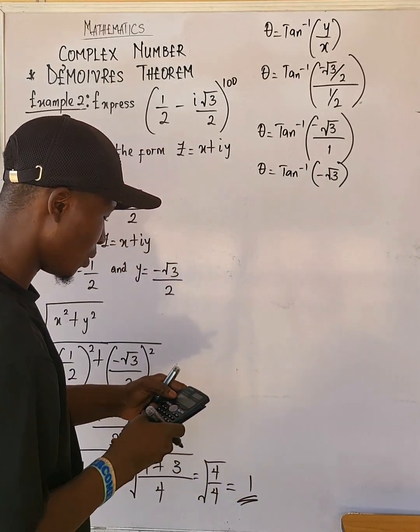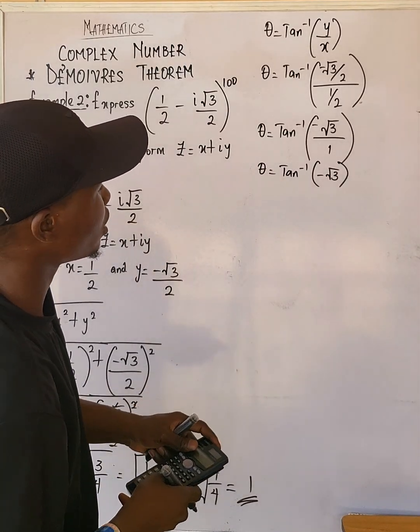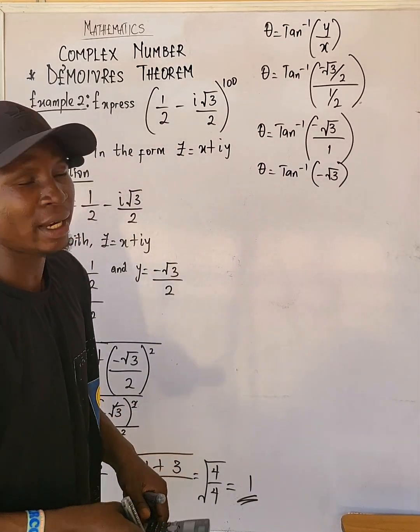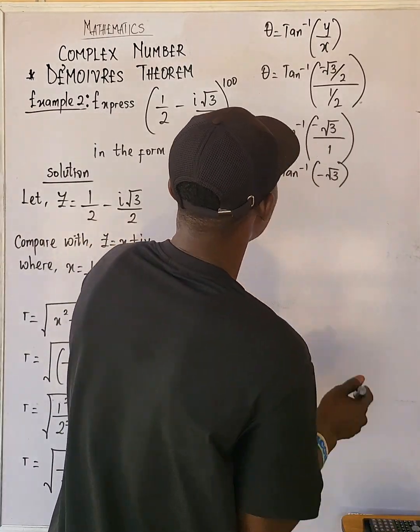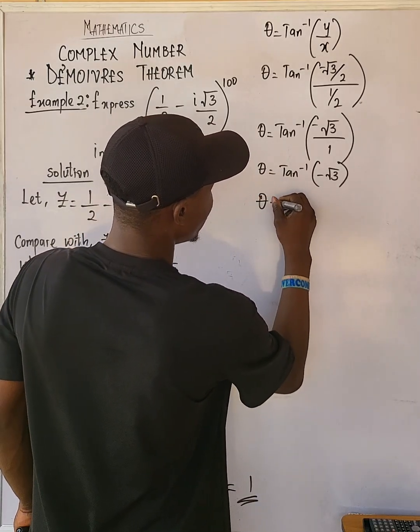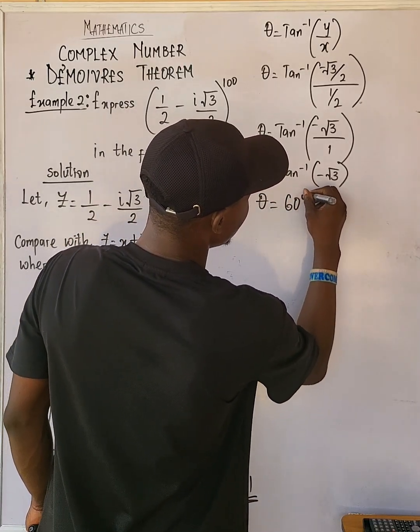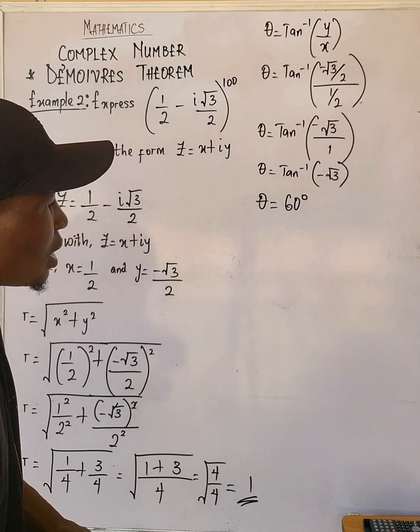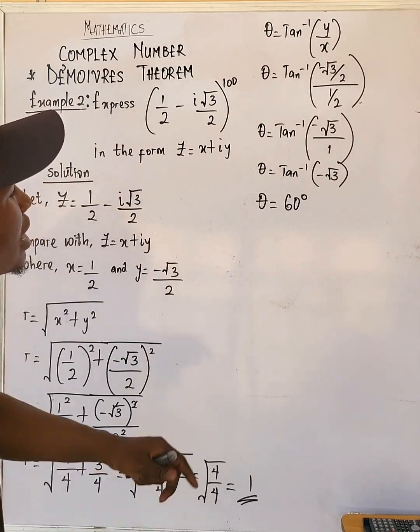Tan inverse of minus square root of 3 will give us what? Will give us 60 degree, right? So that will give us 60 degree. So our theta will be equal to what? 60 degree. Do you understand? So now we've gotten theta.